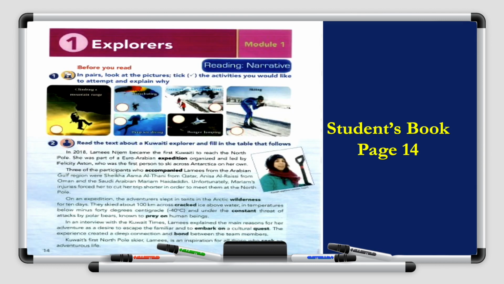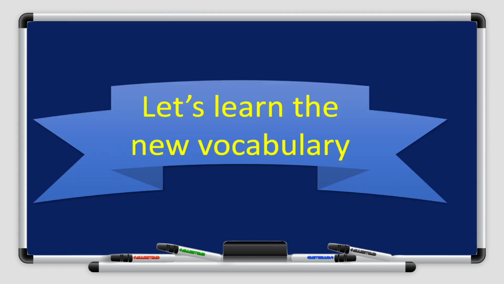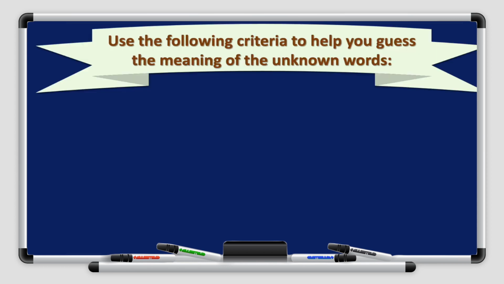Moving on to our main topic, which is, as I said previously, explorers, presented in the student's book, page 14. Today we are going to learn the new vocabulary related to this topic, called excellent explorers. First of all, there are some criteria and rules that you must follow that will help you to understand the meaning of unknown or difficult words. Let's go through them together.